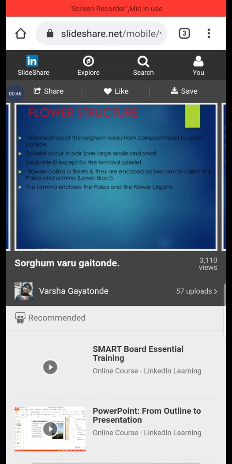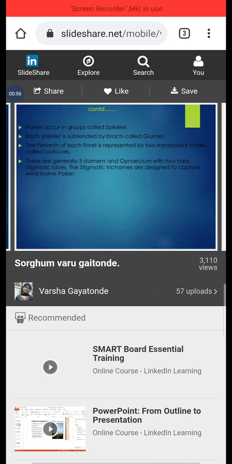Its flower is called a floret, which is enclosed by two bracts called the palea and the lemma. Lemma encloses the palea, while the palea encloses the flower organs. Its florets occur in groups, which are known as the spikelet. Each spikelet is subtended by a pair of glumes, which enclose the spikelet.